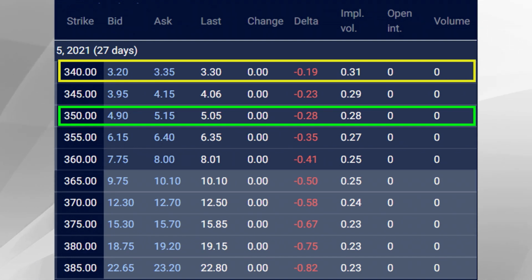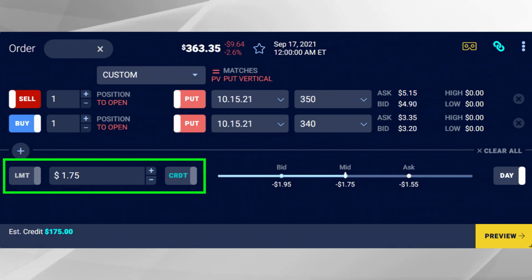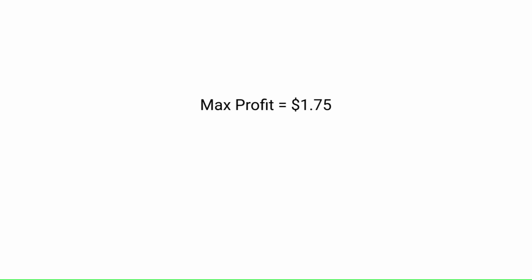Our entry in this trade is a credit of $1.75 per share. That means the most we can profit is $1.75 per share or $175 per contract. In a vertical spread, when you get a credit, the most you can make is the credit you receive. The difference between our strike prices is $10.